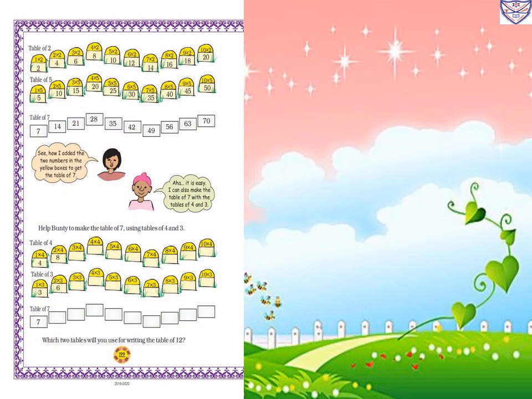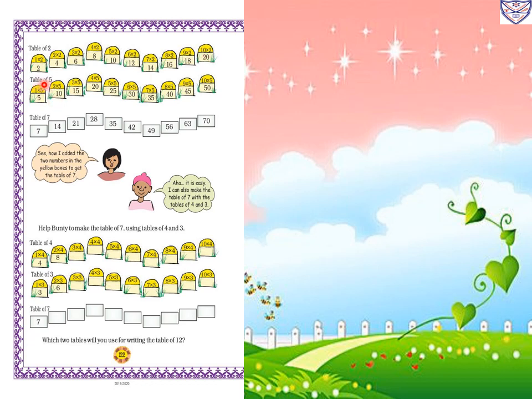Now page number 122. First she has written the table of 2. You all know well: 2 ones are 2, 2 twos are 4, 2 threes are 6, 2 fours are 8, 2 fives are 10, 2 sixes are 12, 2 sevens are 14, 2 eights are 16, 2 nines are 18, and 2 tens are 20.